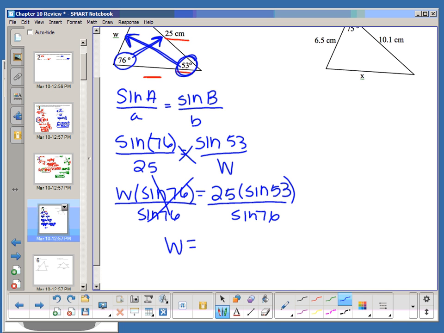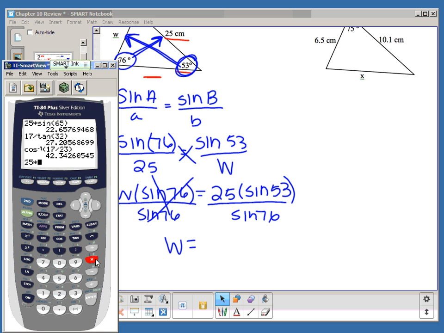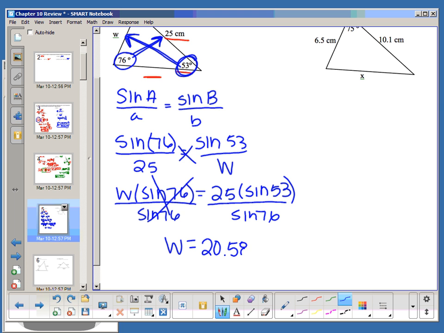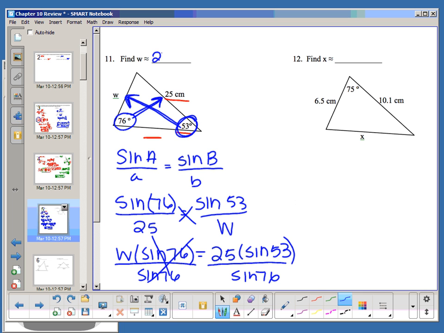Now to w equals this junk, well, I'm just going to grab my calculator and type that in. So I get 25 times sine of 53. And that is 19.96. Then I need to divide that by sine of 76. And I get 20.58. So w equals 20.58. And let's go back up to our picture. Does it make sense that this side is slightly smaller than 25? Well, the angle is smaller, so yes, it makes sense that it's smaller than 25. All right, let's look over here at the next example now.